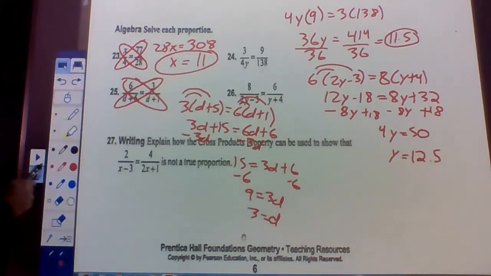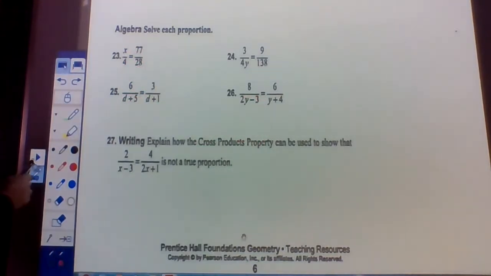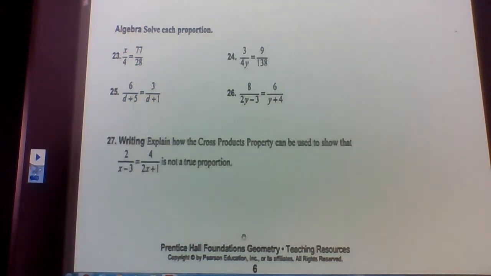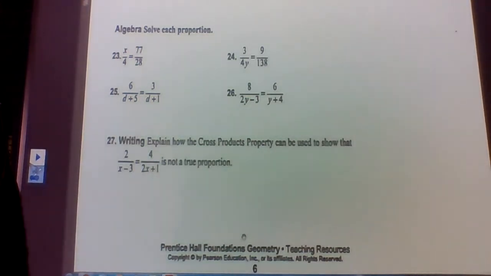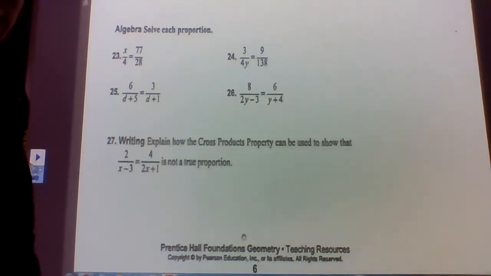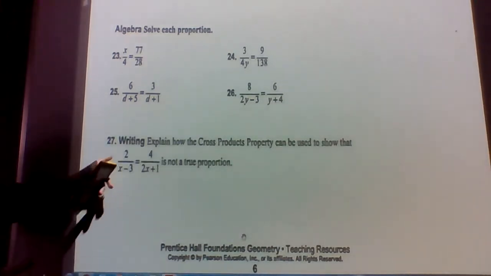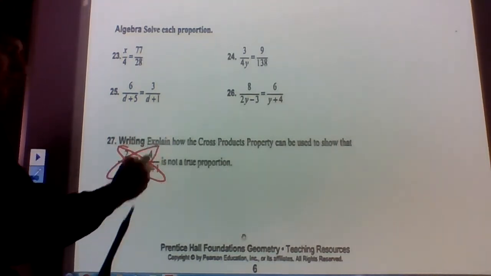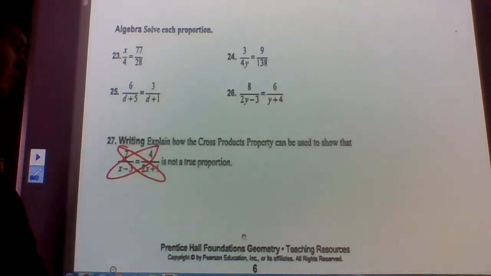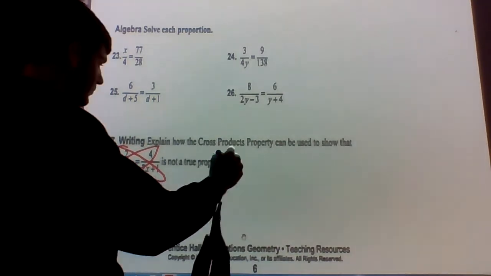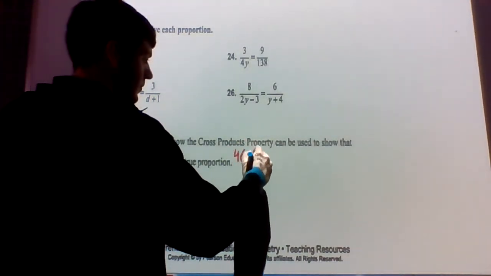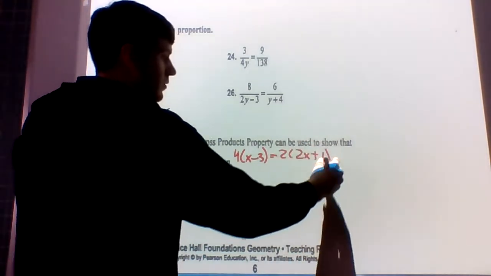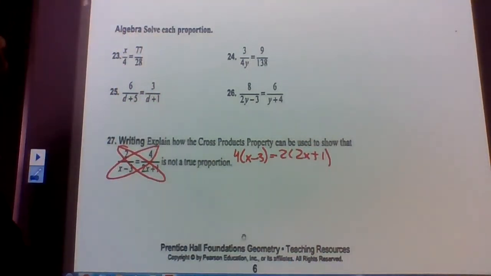Okay, it says explain how the cross products can be used to show that this is not a true proportion. Well, a proportion is two ratios that are equal. So we need to show that these two are not equal. So let's assume that they are equal and cross multiply. So you would have 4 times x minus 3 and 2 times 2x plus 1. Right, we're going to assume that they are equal, and therefore we can cross multiply.